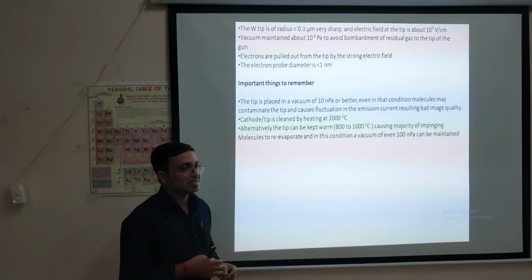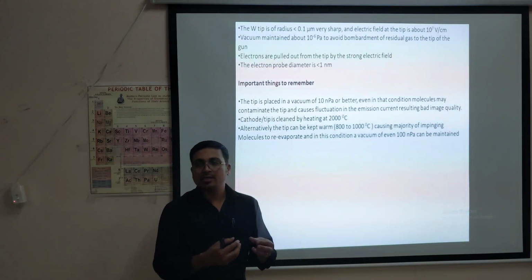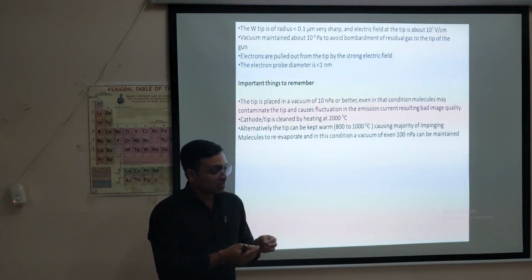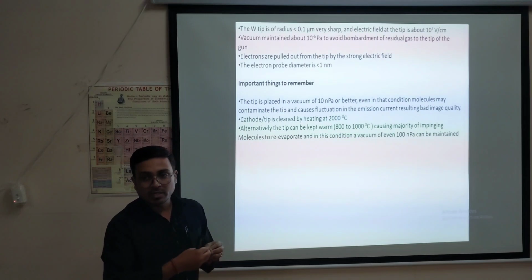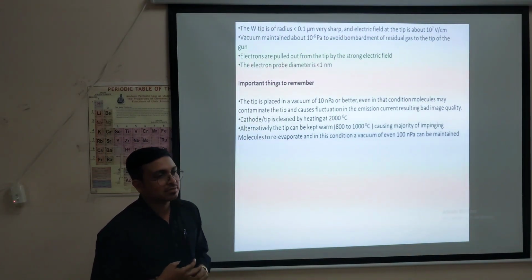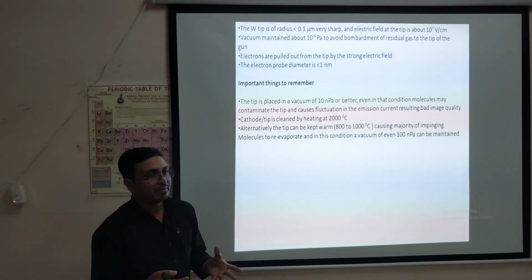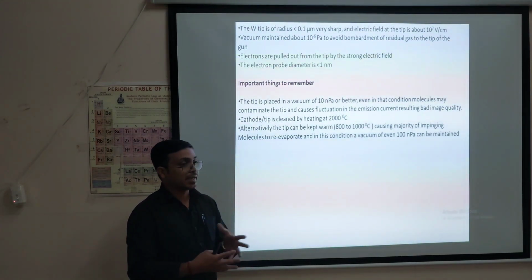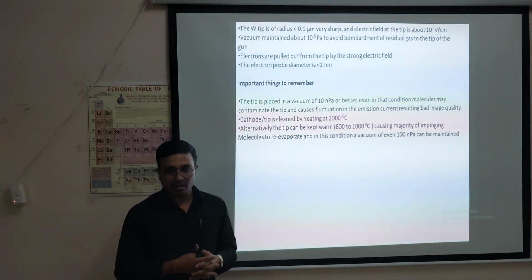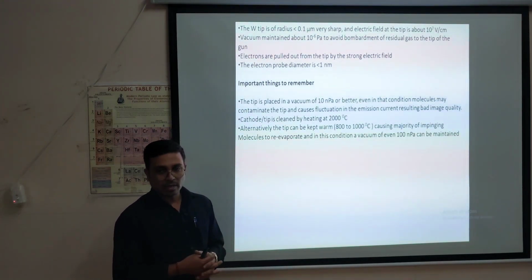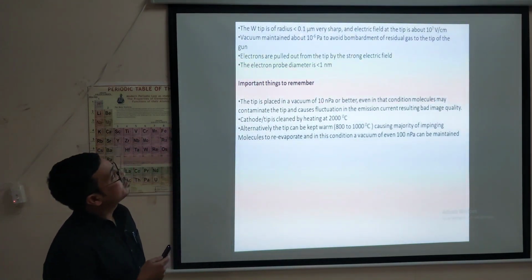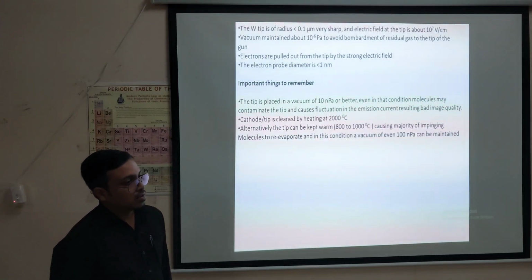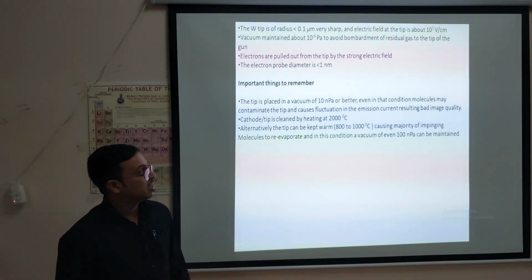Damage in the sense that the electron flow is the electric current. So the amount of current, or the electrons coming out of the tip, will get reduced, and in that case you will have fluctuation, or a blotchy type of image. The image quality, the brightness, or the resolution of the image will get degraded. So in order to avoid that, this much vacuum condition is maintained inside.